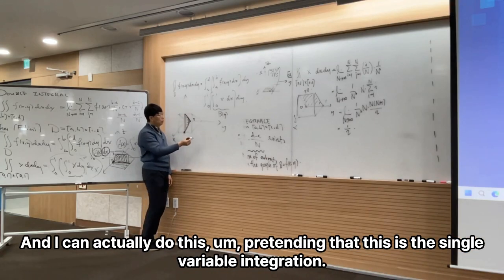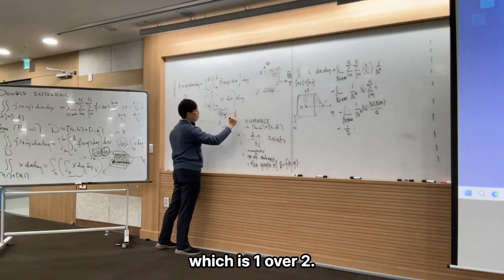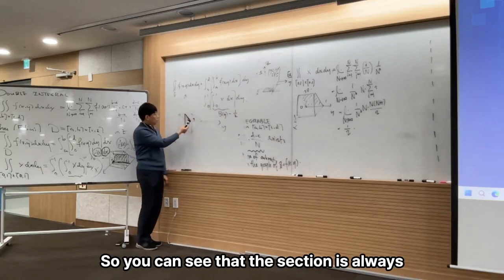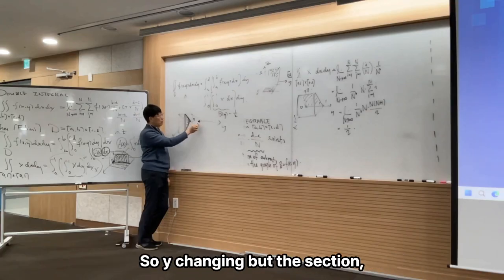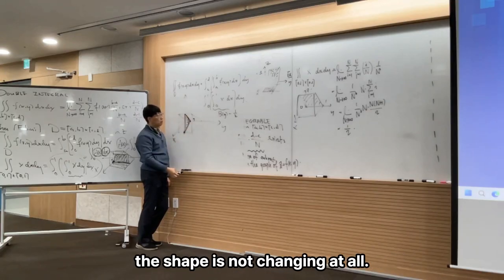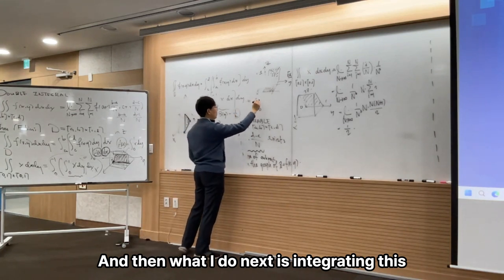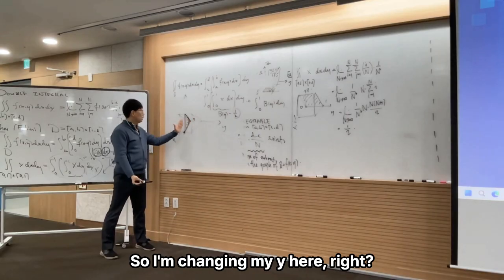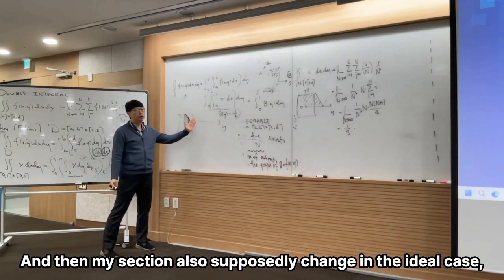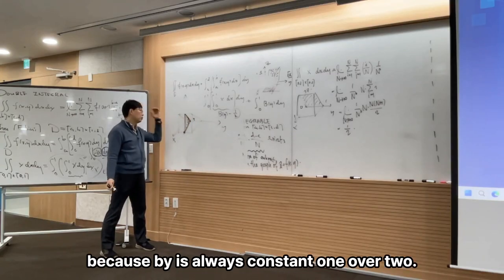I can actually do this pretending that this is a single-variable integration. So b(y) is just integrating x from 0 to 1, which is 1 over 2. You can see that the section is always the same area, no matter where I took the section. So y is changing, but the shape is not changing at all. So it's always 1 over 2. And then what I do next is integrating this b(y) over dy. I'm changing my y here, and my section would supposedly change in the ideal case, but in this case there's no change because b(y) is always constant, 1 over 2.